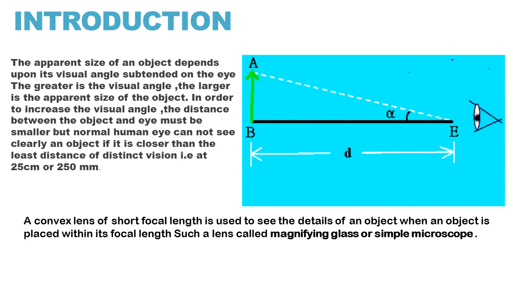Now in the diagram, D is the least distance of distinct vision, which is 25 cm or 250 mm for a normal human eye. A convex lens of short focal length is used to see the details of an object when the object is placed within its focal length. Such a lens is called a magnifying glass or simple microscope.